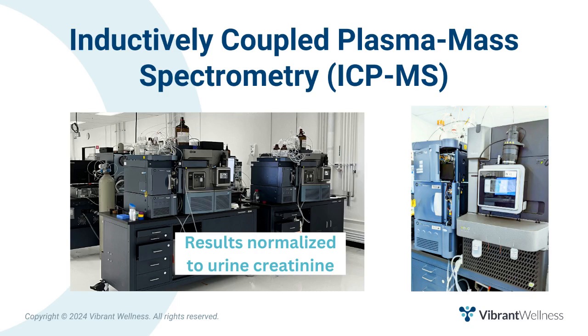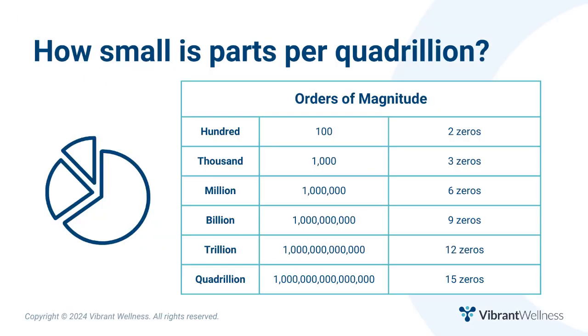ICP-MS is considered the gold standard in heavy metals testing as it detects elements down to the parts per quadrillion level. So how small is parts per quadrillion? Well, if you had a pie and cut that pie into a quadrillion pieces, that's one with 15 zeros after it, the mass spec instrument Vibrant uses for heavy metals can detect one tiny piece of that pie.